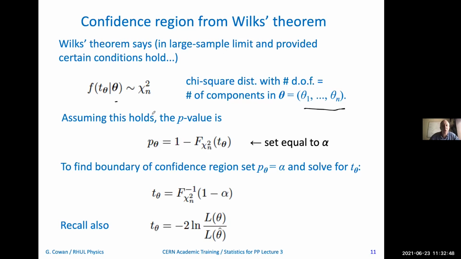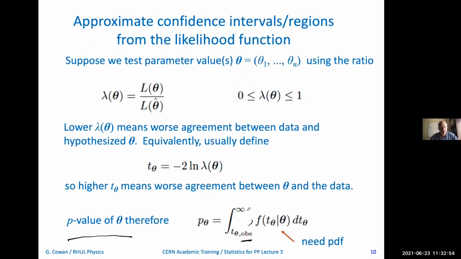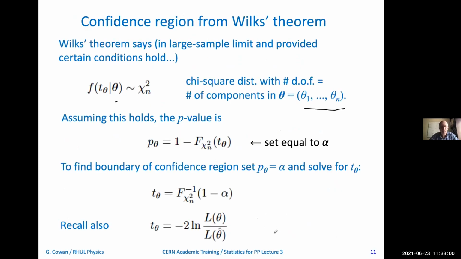So let's assume that it holds. That means that the p-value, if I go back to the formula, is the integral from the t that I observed to infinity. So that's 1 minus the cumulative distribution. All right, and so that's my formula. The p-value is simply 1 minus the cumulative distribution of a chi-squared variable. So that's my notation there for the cumulative distribution for the chi-squared distributed variable.